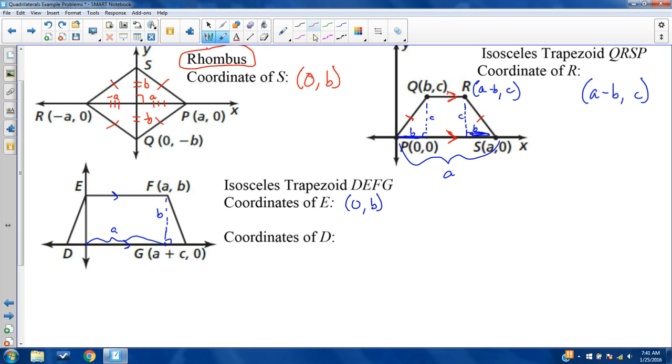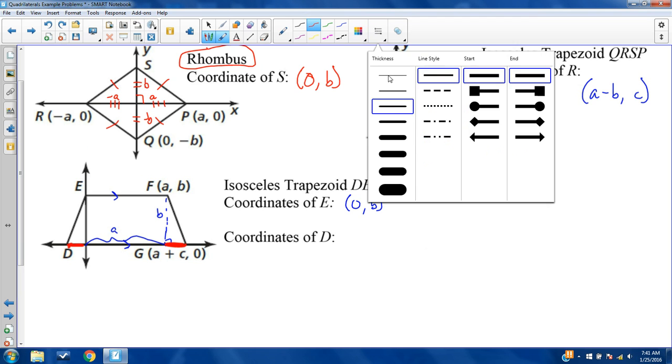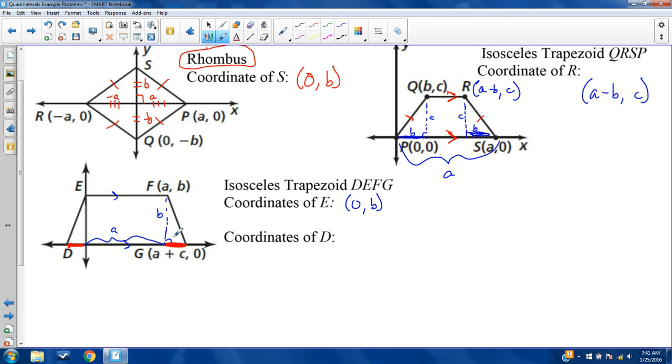D, what we have to do is find out this length here, and as I said, it will be the same as this length here. If this is A units long here, and G is out at A plus C units long, then this must be C units long right here, which also means this is C units long right here, but it's going in the negative direction because it's on the x side of things. So the coordinates of D are negative C, 0.